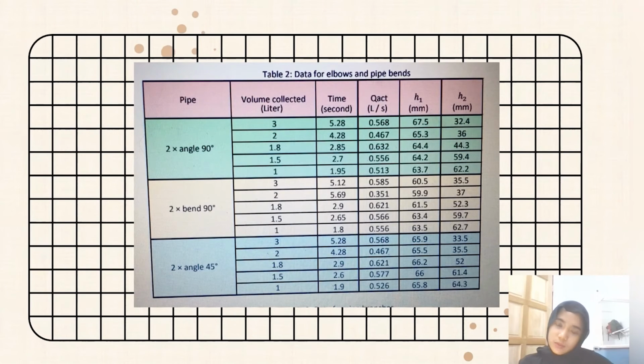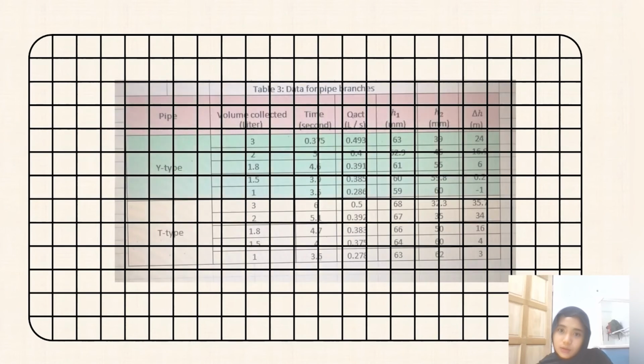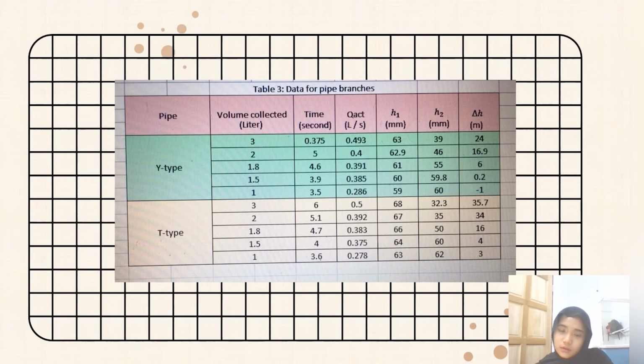The same goes for table 2, which is data for elbow and pipe bend. We have three types of pipe, which are angle 90 degree, bend 90 degree, and angle 45 degree. So table 3 is data for pipe branches. We have two types, which are Y type and T type. We still use the same formula as the previous one.